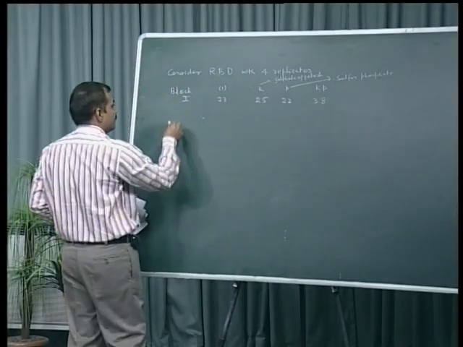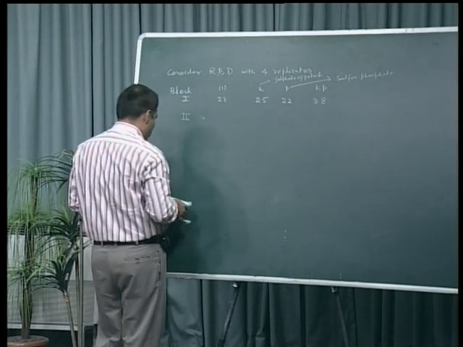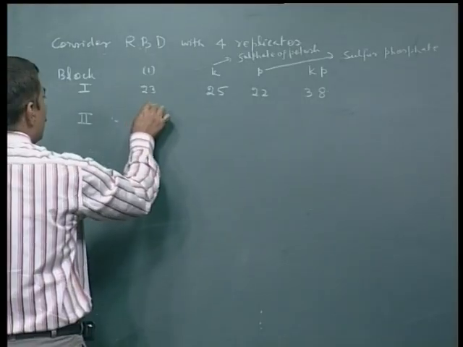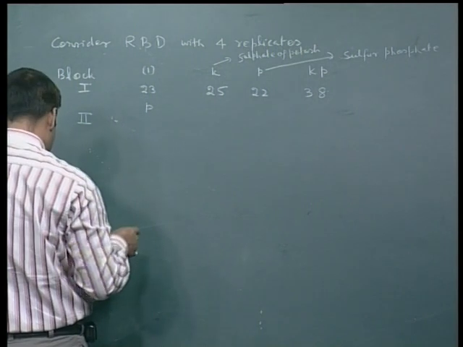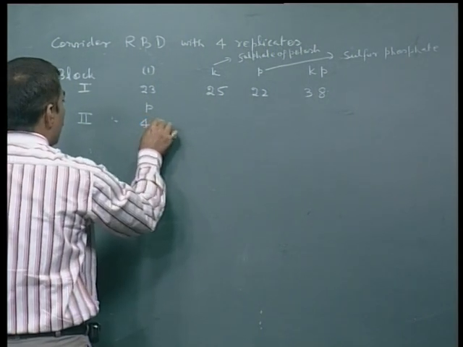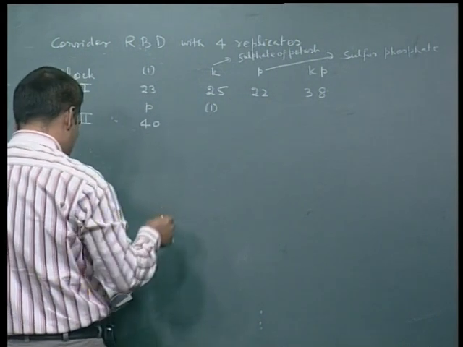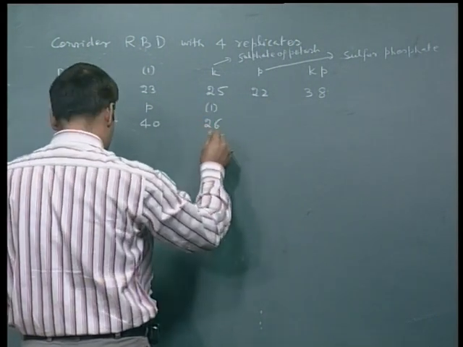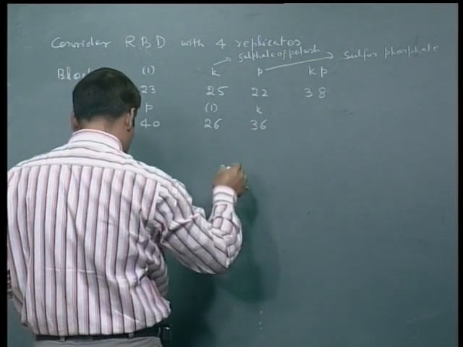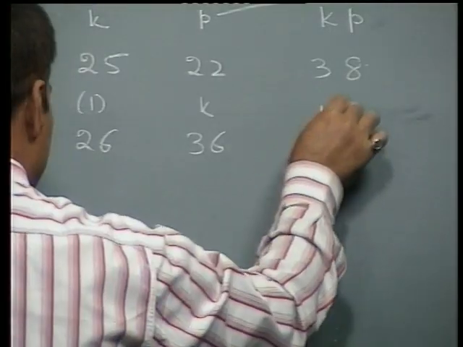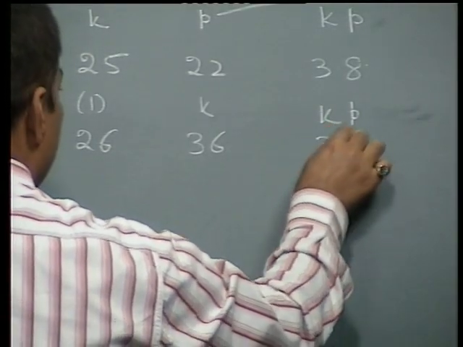Now in block second, when we apply only sulfate of potash, sulfur phosphate, it is 40, when both are absent, that is 26, and K only, it is 36. So when KP, that is both present, it is 38, for example.